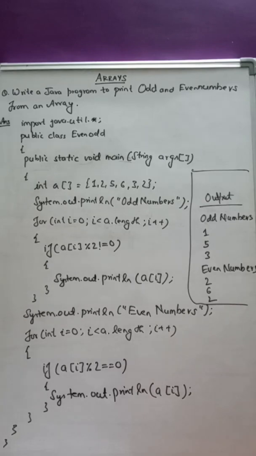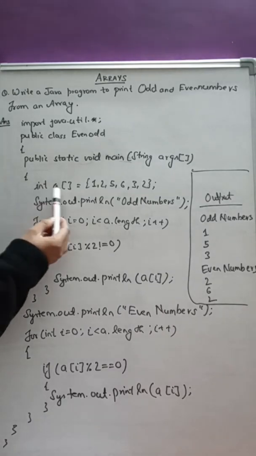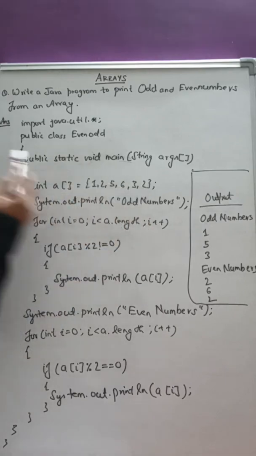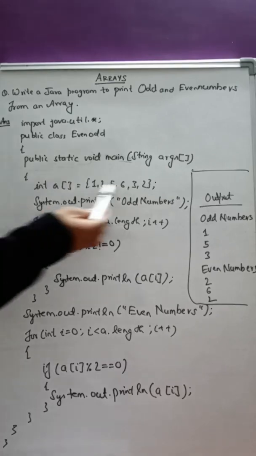In this program, first we have imported the package, and then we have taken the class by the name EvenOdd, and then we have used the main function. In the main function, we have taken the array by the name A, and in that array we have declared the values 1, 2, 5, 6, 3 and 2. All these values we have taken over here.